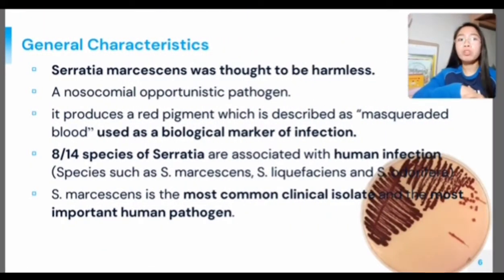Serratia marcescens was thought to be harmless at first, but it became a nosocomial opportunistic pathogen. It produces a red pigment, which is described as masqueraded blood, and it is used as a biological marker of infection. Out of 14 species of Serratia, 8 species are associated with human infections. And it is the most common clinical isolation and the most important human pathogen.